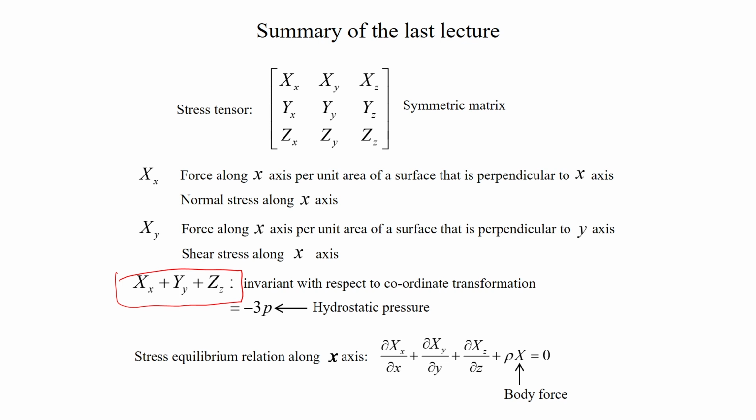We also derived the stress equilibrium relation. That is given as del x x by del x plus del x y by del y plus del x z by del z plus rho X is equal to 0. Here capital X is the body force. So, in absence of any body force, we have only these three terms, and this body is at equilibrium. Therefore, no acceleration term there.